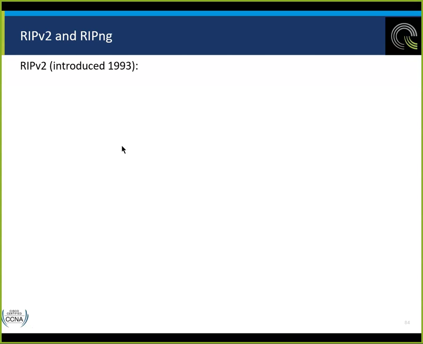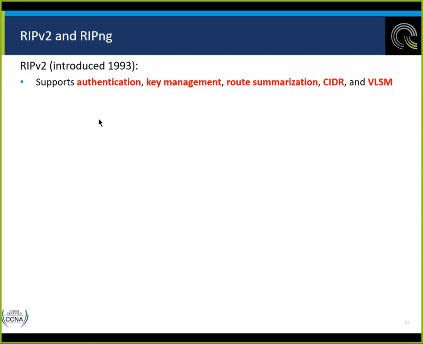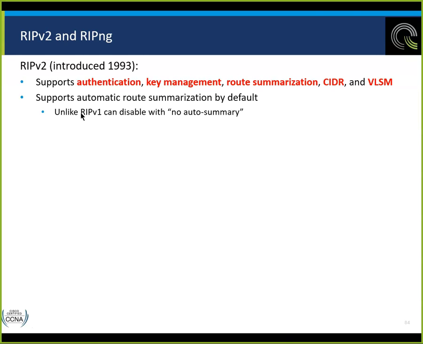RIP v2 and RIP next generation. RIP v2 adds 1993 authentication, key management, route summarization, classless inter-domain routing, and VLSM. It's also going to support IPv6, the RIP v2... RIP v2 is not, RIP next generation is. It supports automatic route summarization by default.